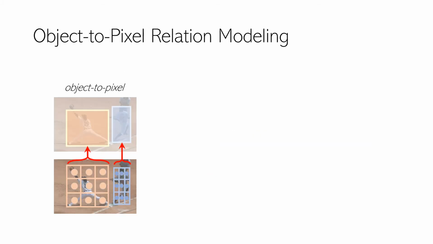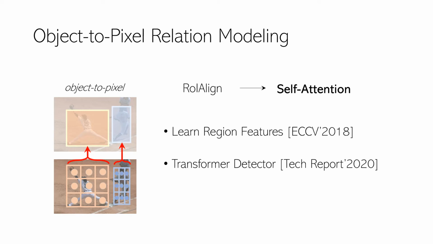We then review the usage of self-attention modules to model object-to-pixel relationship. Previously, object-to-pixel relationship is usually achieved by a RoI-align operator. Self-attention modules can enable more flexible modeling and may also significantly simplify the pipeline. I will briefly introduce two related works.